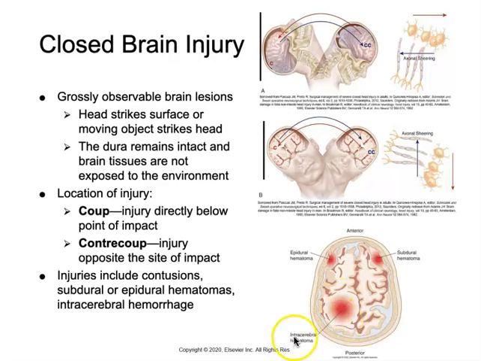We know intra means inside and cerebral is referring to the cerebrum. So this is literally bleeding inside of the brain tissue itself. And it can happen from trauma, a stroke, high blood pressure that can lead to swelling. You can kind of see that swelling developing over here, and of course, brain damage.